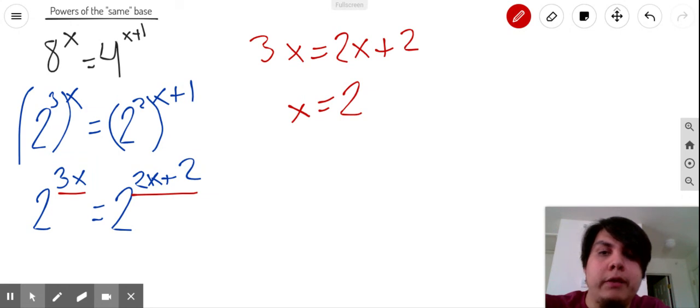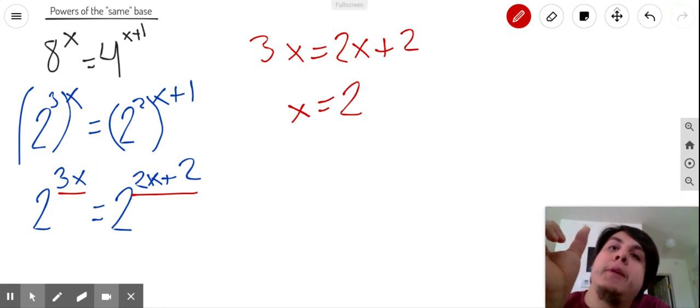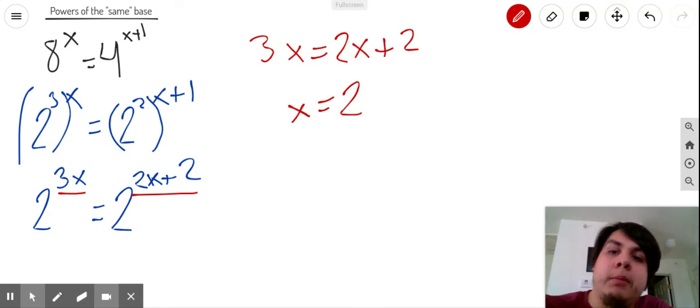So the goal is, if possible, rewrite them to have the same base, modify your exponents, and then once you have the bases the same, the exponents should also be the same. They should also be equal to each other, and that's what you want to think about when you're trying to solve this, if possible.